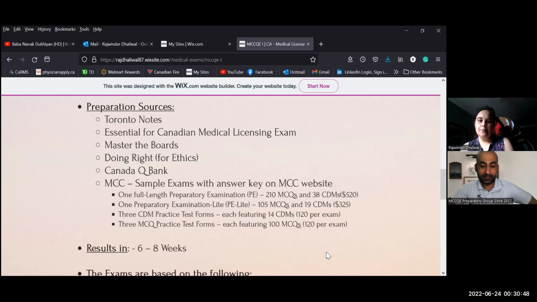For me, I went through Toronto Notes, but I made my own personal notes. After that, I didn't touch Toronto Notes. I just focused on what I had written down. Did you make the key notes your original notes, or what kind of inspiration did you take from Toronto Notes?